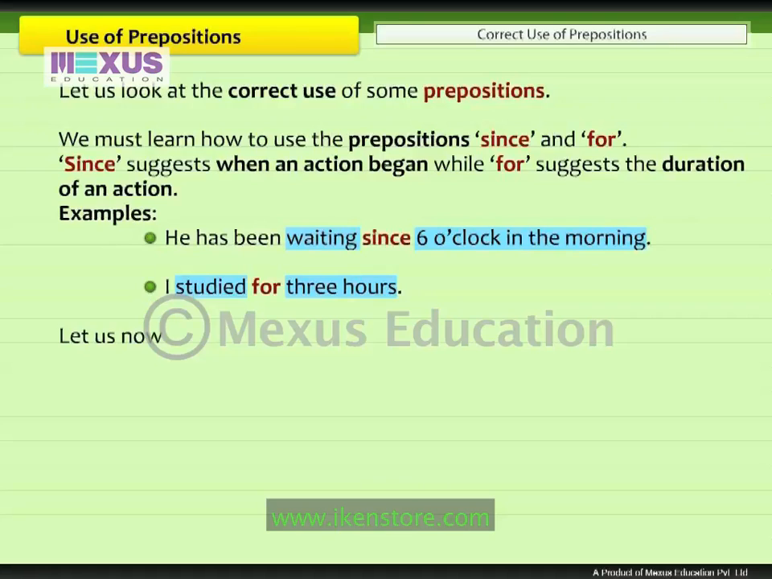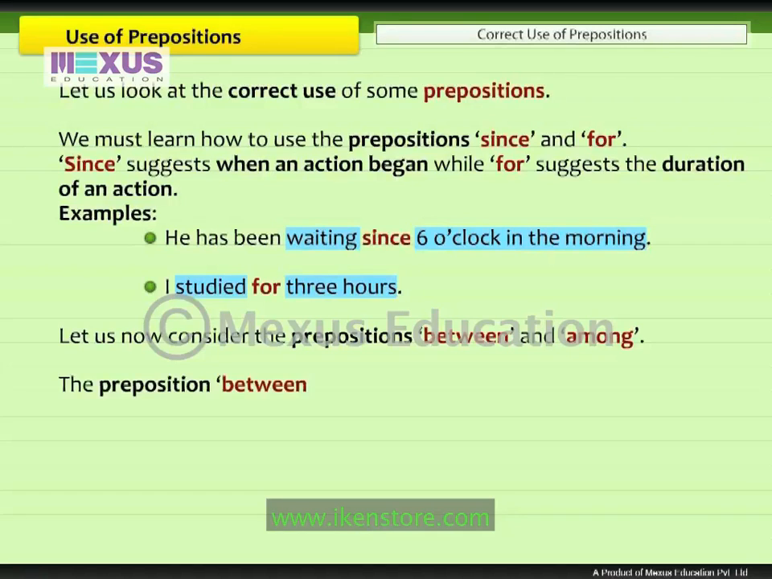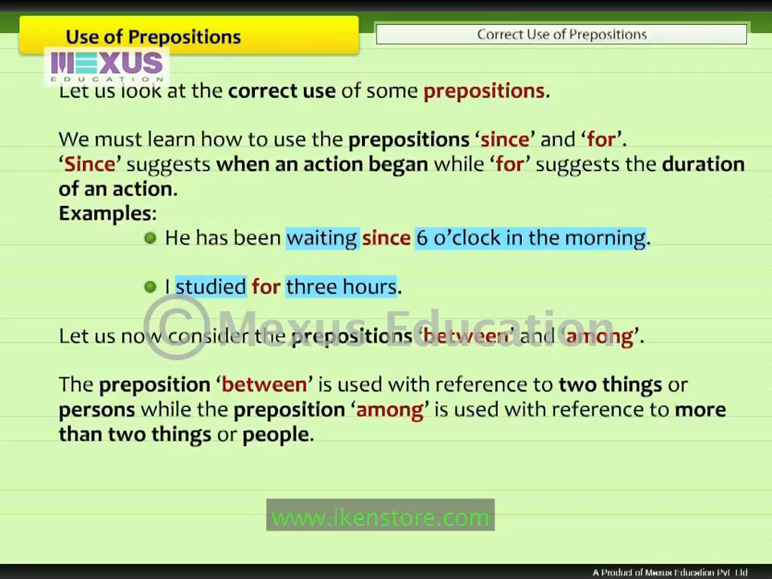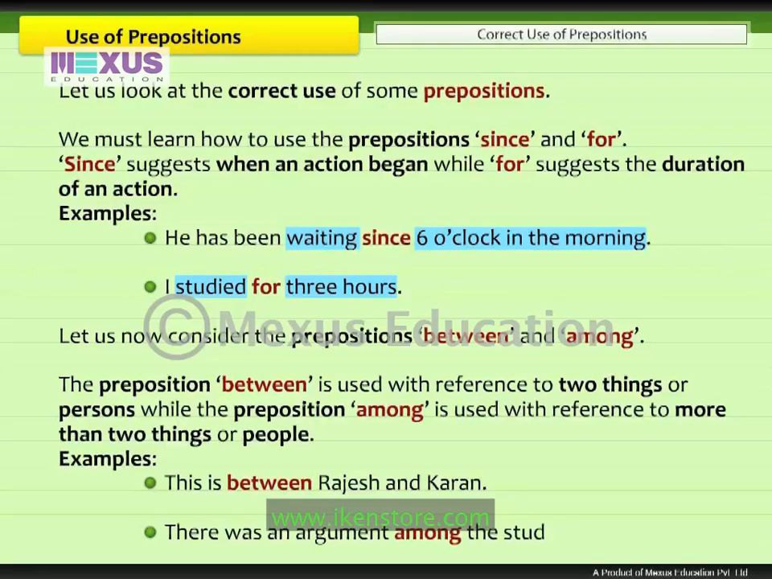Let us now consider the prepositions between and among. The preposition between is used with reference to two things or persons, while the preposition among is used with reference to more than two things or people. For example, this is between Rajesh and Karan. There was an argument among the students.